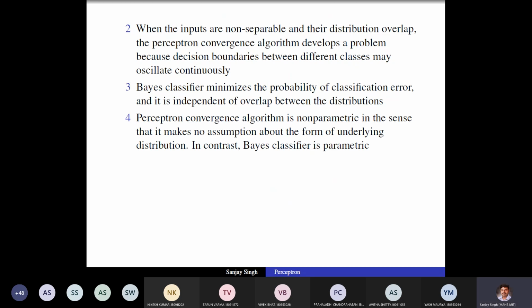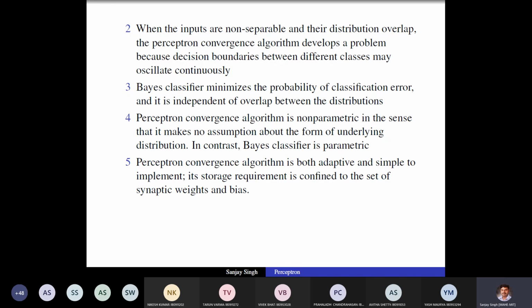The perceptron convergence algorithm is non-parametric in the sense that it makes no assumption about the form of the underlying distribution. As I said, we don't say that the perceptron works if and only if the underlying data has a distribution like the Gaussian. No, nothing of that. That's why I say it is non-parametric, whereas the Bayes classifier is parametric. We say that the Bayes classifier behaves like a linear classifier if and only if the underlying data set follows the Gaussian distribution.